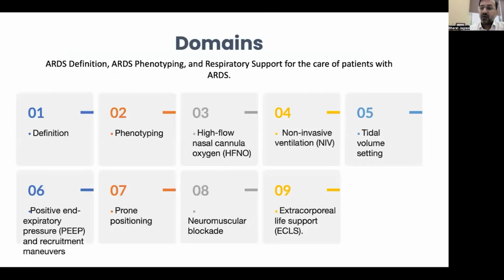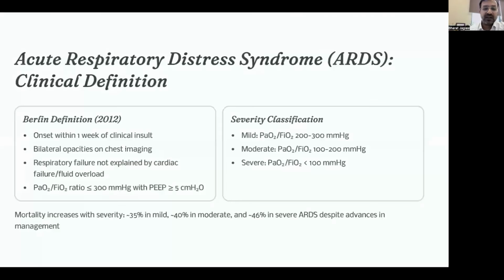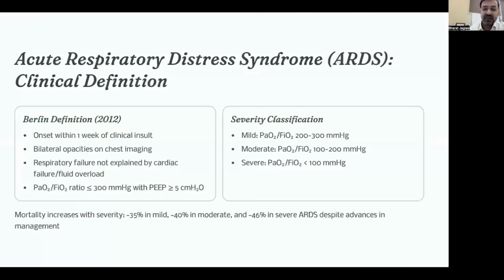So what we look into in ARDS, first is to define ARDS, whether this patient fits into the criteria of ARDS or not. If you look into the Berlin definition, it has 4 components. One is the onset of the disease, that is within 1 week. Yes, the case fits. Then we have the bilateral opacities on the chest imaging. Yes, those were there. Respiratory failure, which was not explained by cardiac failure and fluid overload, and the PF ratio less than 300 when the PEEP was more than 5 centimeter of water. So when it comes to the Berlin definition, PEEP is very much important.